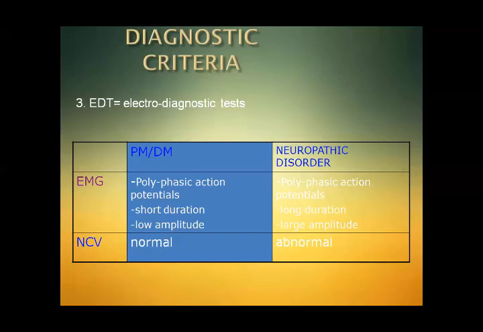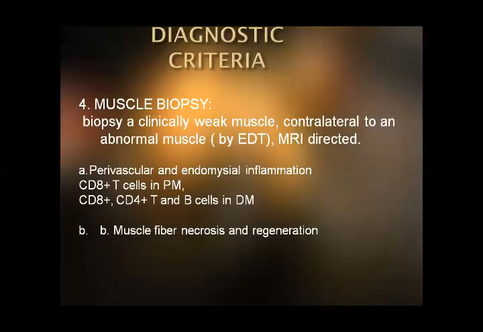I told you later on, if you check their tests like electromyography and nerve conduction study, electromyography is going to show polyphasic action potentials with short duration and low amplitude because the muscles are wasted and inflamed, leading to low amplitude action potentials. And the nerve conduction study would be normal. If we go for the muscle biopsy, you want to check the inflammatory disease of the muscles, and MRI and other modalities can also be used. So the muscle biopsy will reveal perivascular and endomysial inflammation.